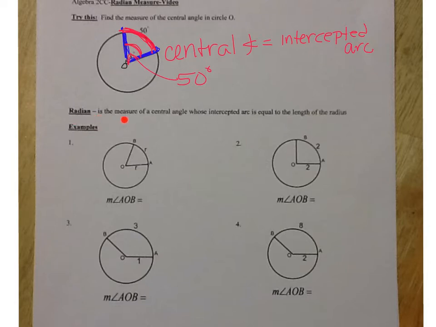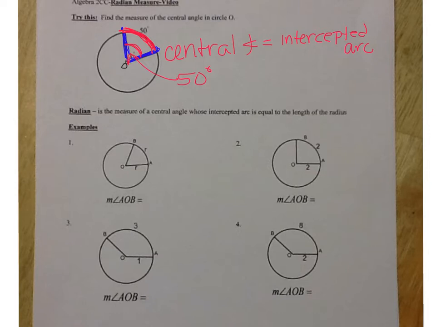A radian is the measure of a central angle whose intercepted arc is equal to the length of the radius. Okay, so now I'm talking about the length of the radius, the length of the arc, the length of the radius. When I talk about the length of the arc, I'm not talking about degrees. I'm talking about if you actually took the edge of a piece of a circle and pulled it straight and measured it on a ruler. That's what I'm talking about.